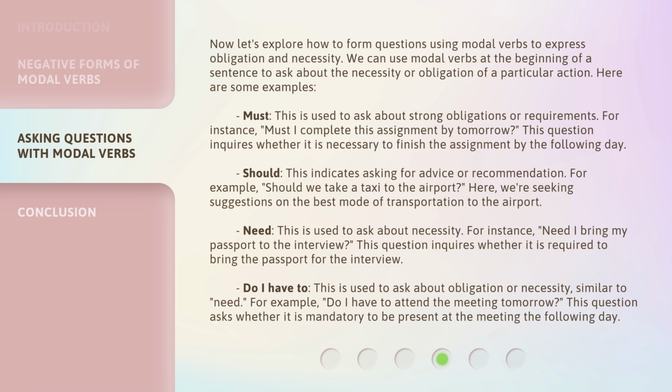Need. This is used to ask about necessity. For instance, need I bring my passport to the interview? This question inquires whether it is required to bring the passport for the interview.